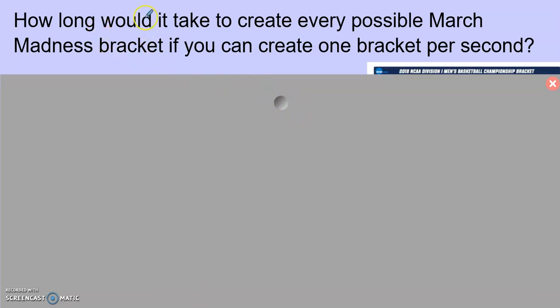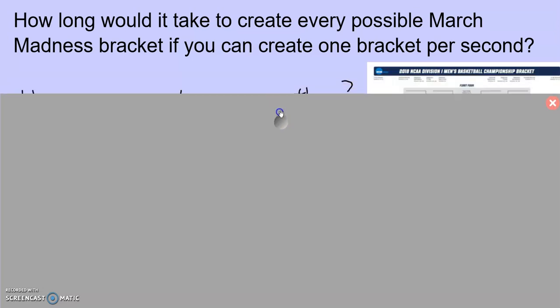Here's my question. A lot of people fill out brackets to try to predict who's going to win every game in the entire bracket. And I want to know how long it would take to create every possible March Madness bracket. And let's say that you can make a new bracket every single second. So here we go. Now I don't want you to do this one on your own. We're going to go through this together.